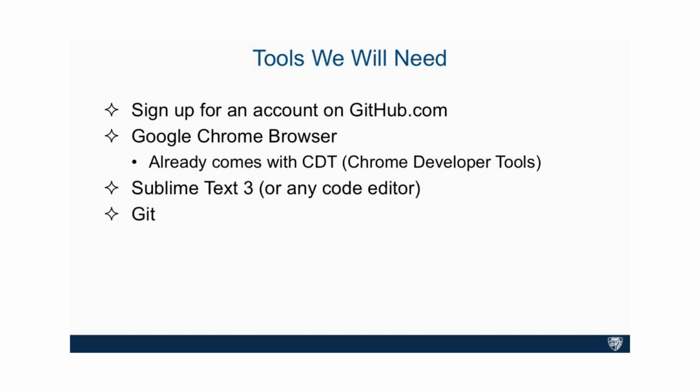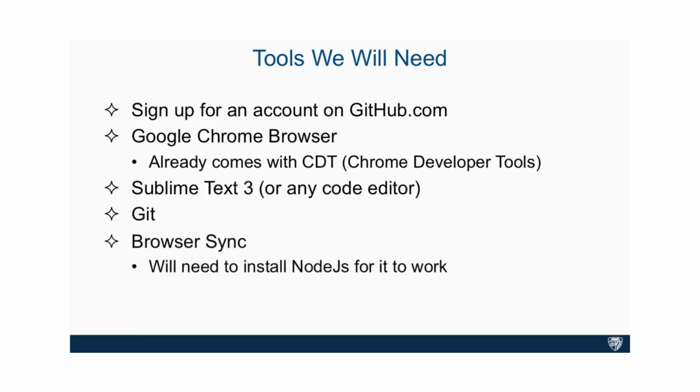We're also going to need Git, and we'll talk about Git a little bit more. We're also going to need a tool called Browser Sync, and you'll see how we're going to use that. In order to install Browser Sync, we're going to need to install Node.js. So we're going to split this lecture into two lectures. In this one, I'm going to show you a couple of preliminary things on this machine right here. Then part two will be split into one for Windows and one for Mac, to show you the installations of Git, Browser Sync, and Node.js.